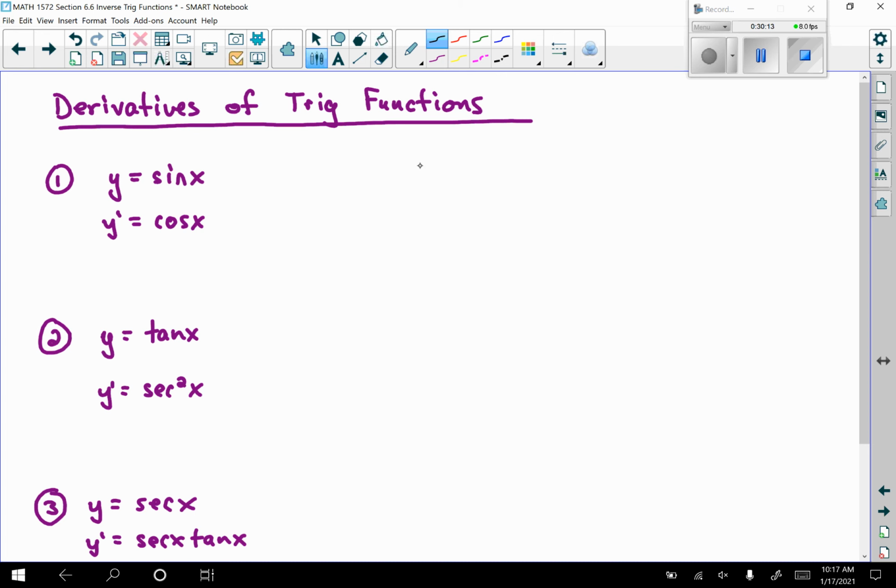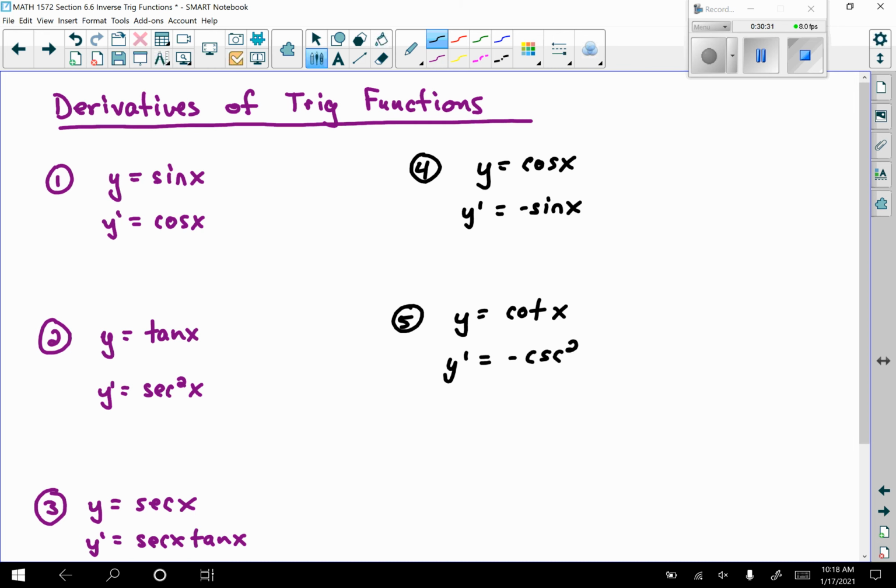What I'm going to list over here, now I'll go, if y is equal to cosine x, y prime is equal to negative sine x. If y is equal to cotangent x, y prime is equal to negative cosecant squared x. And if y is equal to cosecant x, y prime is equal to negative cosecant x cotangent x.